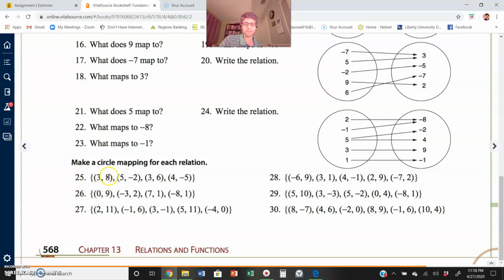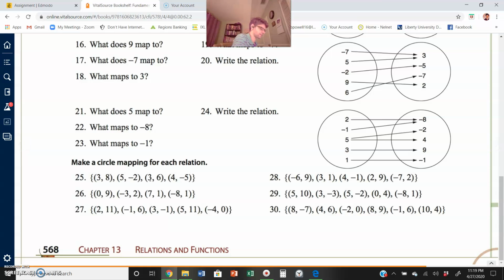Now 25 through 30, you're going to make a circle map. So it's going to be this. You've got to remember, put all your x's on one side, all your y's on the other, and then connect them with the lines. But notice I'm going to warn you in number 25. You have a 3 here, you have a 3 here. You should only write a 3 once in your circle map.